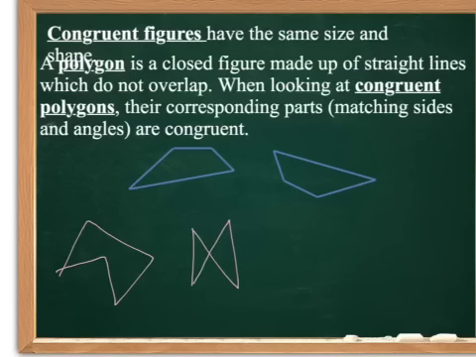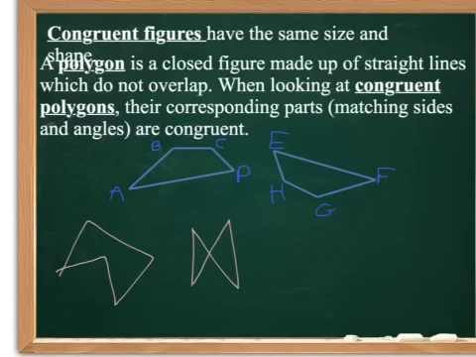Now when looking at congruent polygons, their corresponding parts, meaning their matching sides and their matching angles, are congruent. So if I tell you that these two figures are congruent, let's say quadrilateral ABCD and quadrilateral EFGH, if I tell you that they're congruent to each other, that means that the corresponding pieces are congruent.